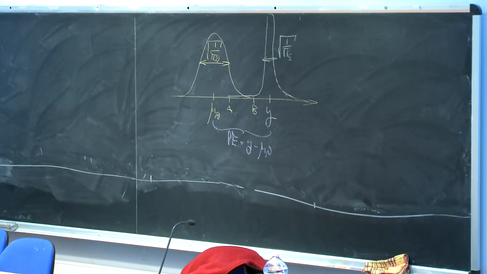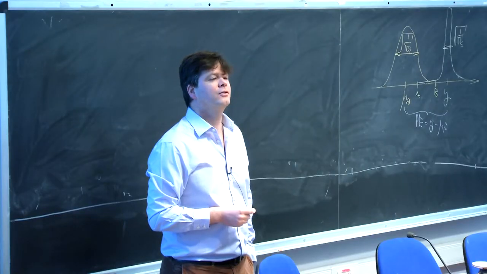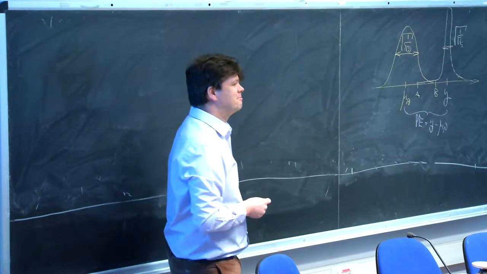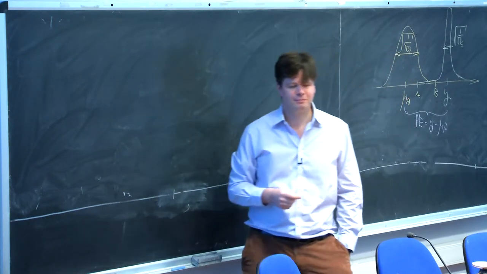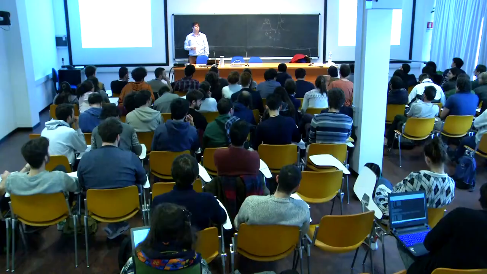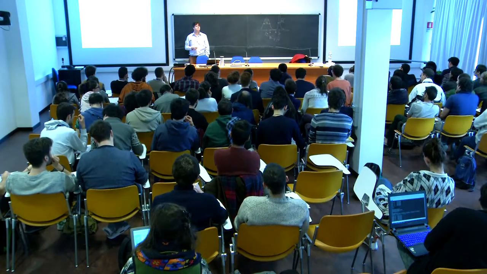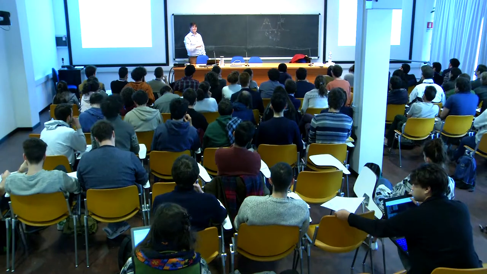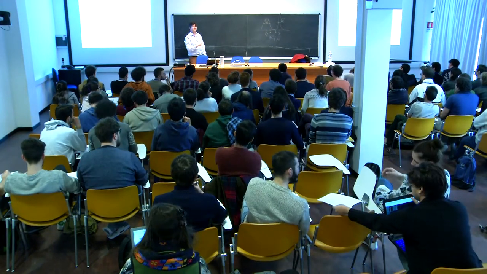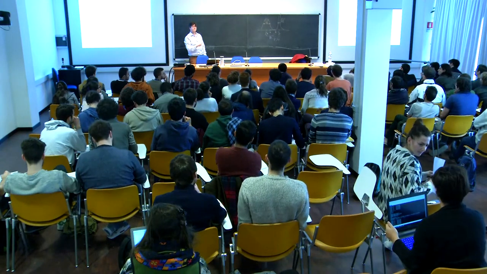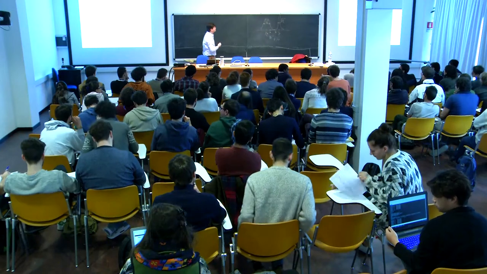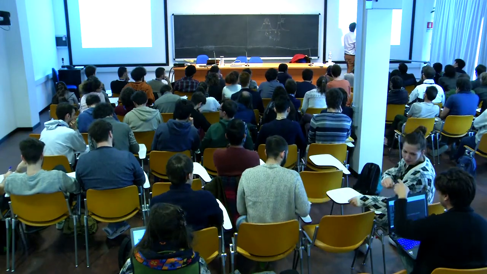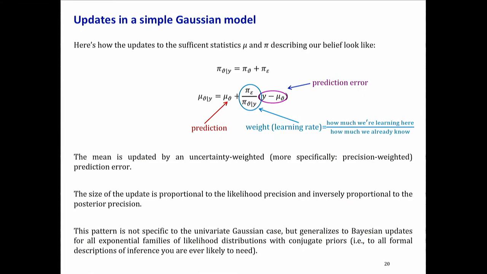Who votes for A? Okay, considerable number. Who votes for B? About equal. So, somebody who voted for A, give me a reason. Yes. As you can see from the equation, in our case, you've changed your mind to B. Yes. So B is the correct answer.